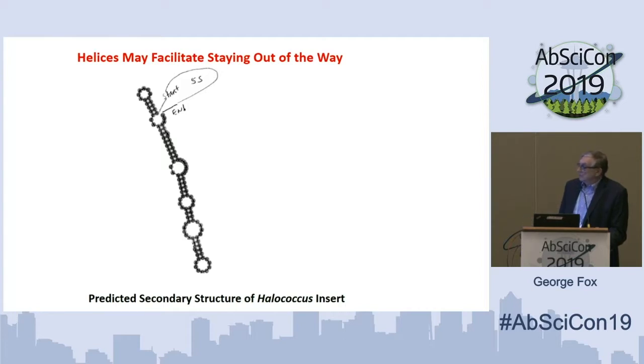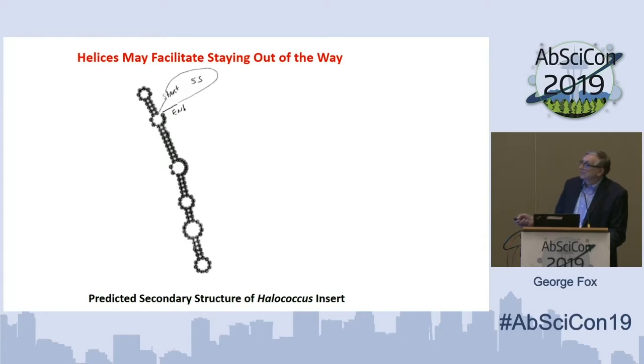And this is the predicted secondary structure of the Halococcus insert. We have up here the 5' end of this thing, and it goes all the way around back to the 3' end. And so what we have are two major helices.